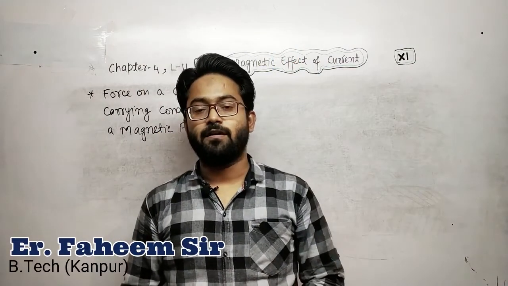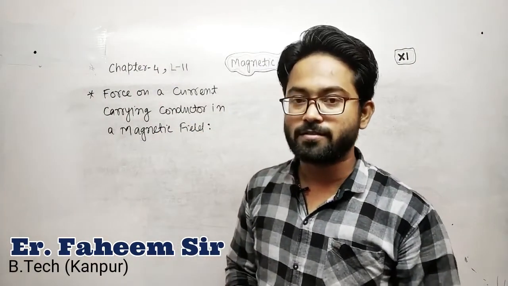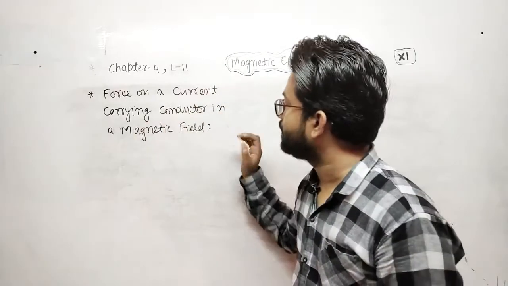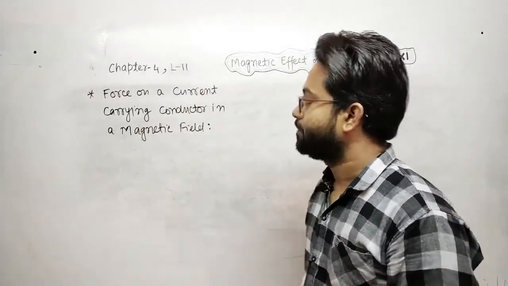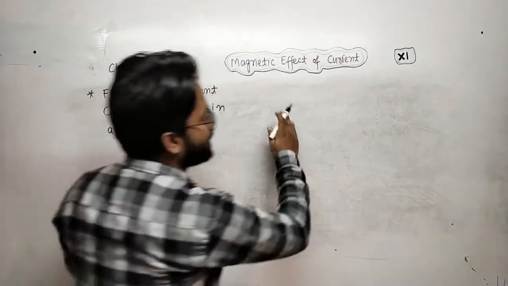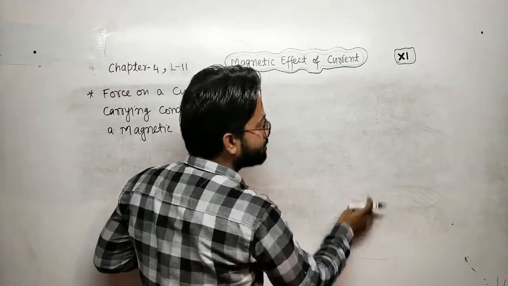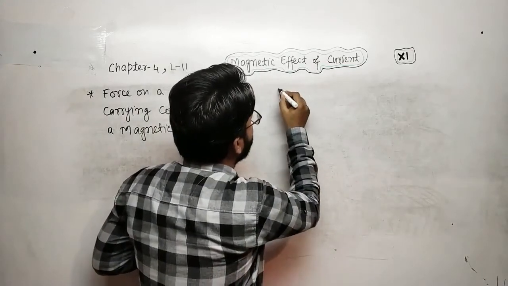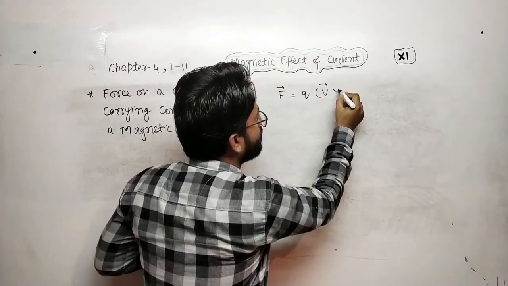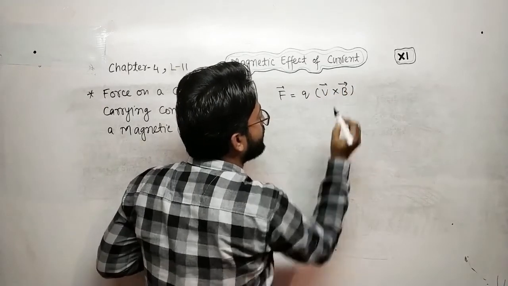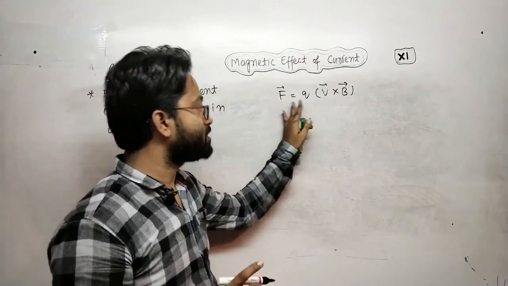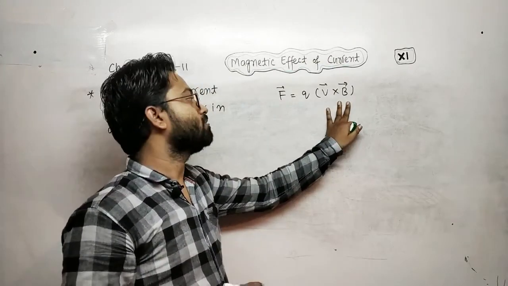Hello students, now in this video we will discuss the force on a current carrying conductor in a magnetic field. We all know that if a charged particle is moving in a magnetic field, then we have the formula F equals Q V cross B. This is the force on a charged particle moving in a magnetic field.